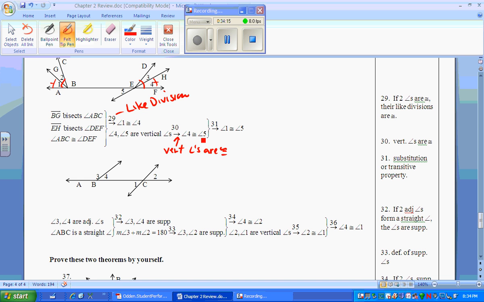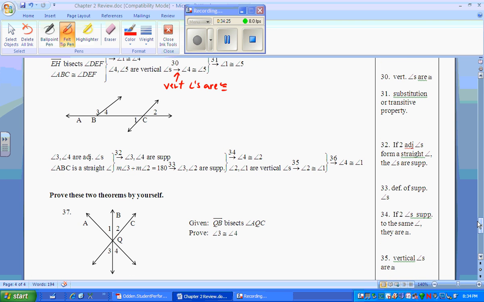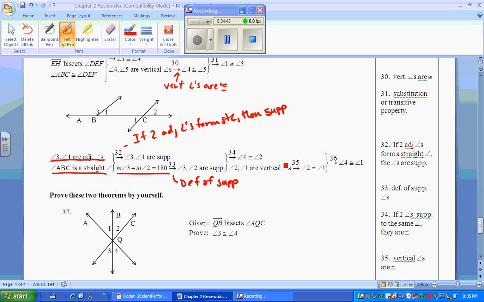And then 1 is congruent to 4, 4 is congruent to 1. This is that idea of the transitive property where you don't have to do the substitution by converting it. These are adjacent and form a straight angle. So if two adjacent angles form a straight angle, then they are supplementary. This is given too, so then this one would be the definition of supplement.